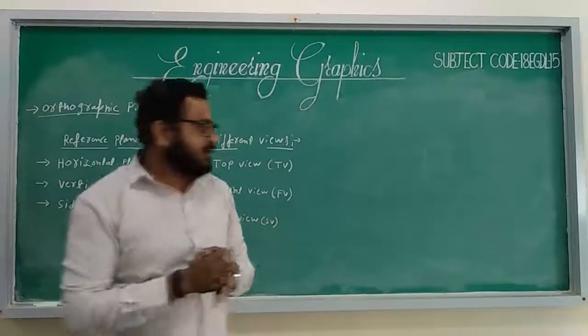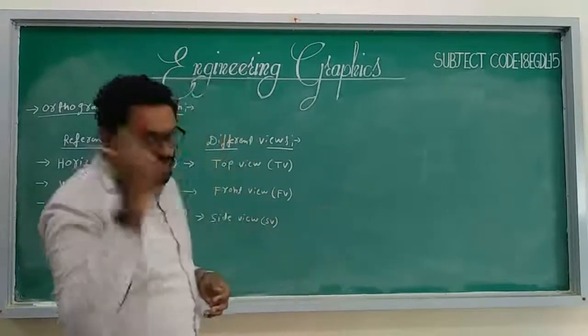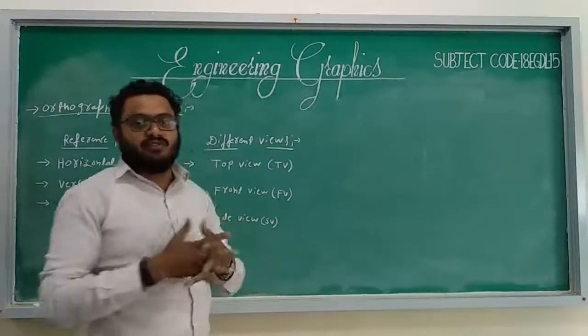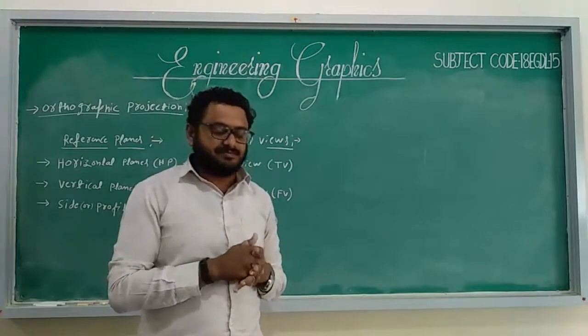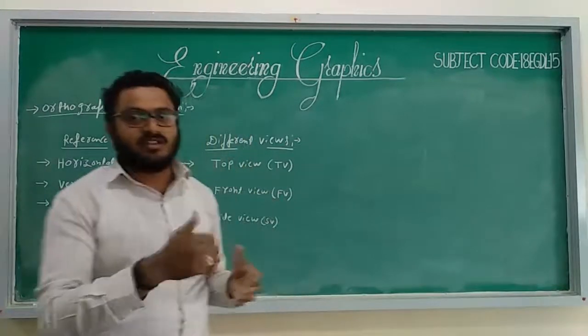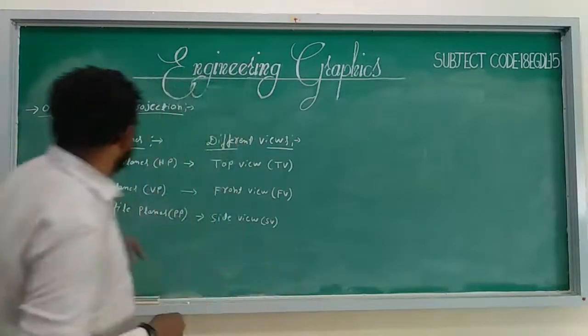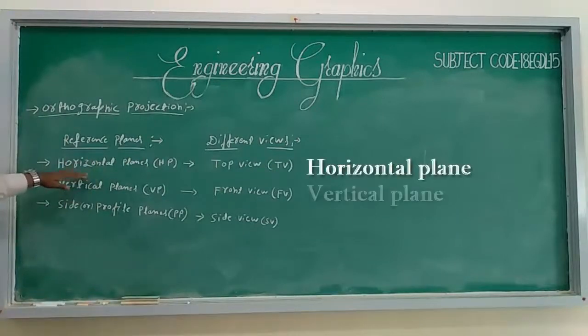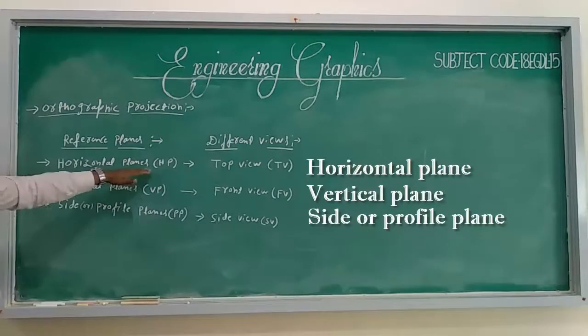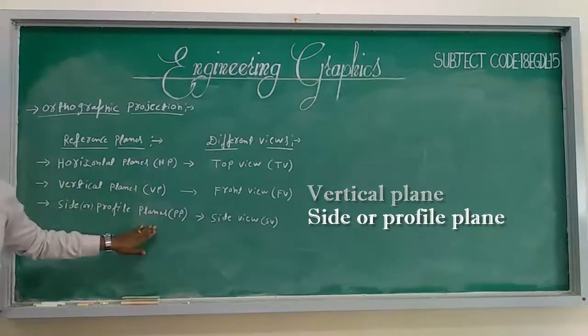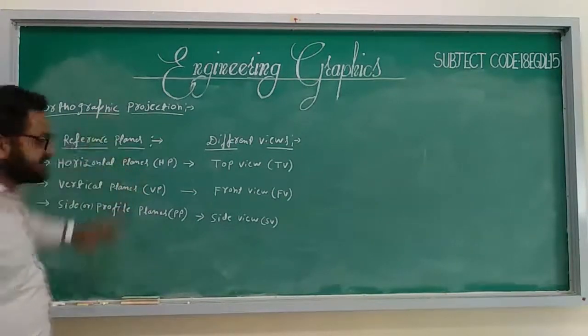In orthographic projection, we discuss the planes of projection. That means to get the different views on the planes of projection, we should have different reference planes. What are the different reference planes? The reference planes are nothing but your horizontal plane, vertical plane, and side or profile plane, that is HP, VP, and PP. So this is what reference planes are.